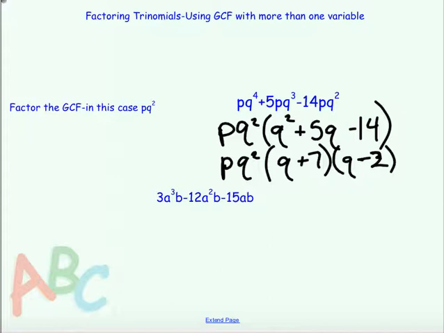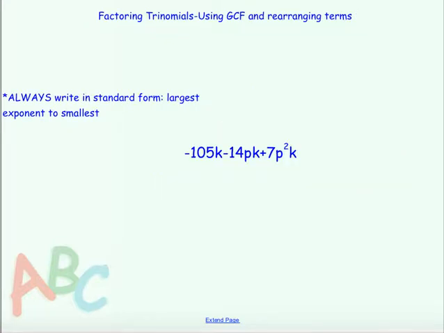All right, and a similar process for the lower one. We can factor out an a and a b and a 3. So 3ab can factor out of each of those, which will make your next factoring a whole lot easier. Same idea here, but remember, once you factored out that greatest common factor, write in standard form, meaning largest exponent to smallest.